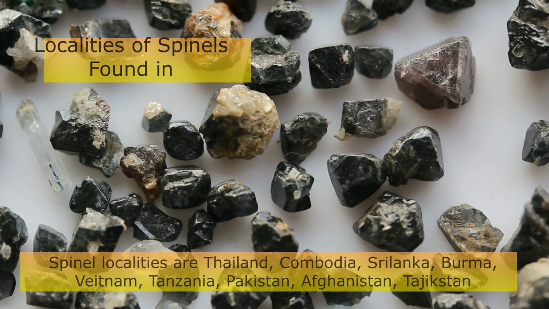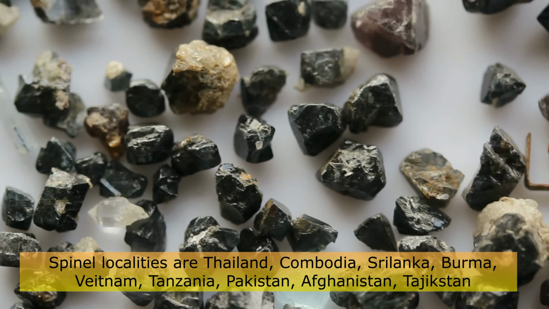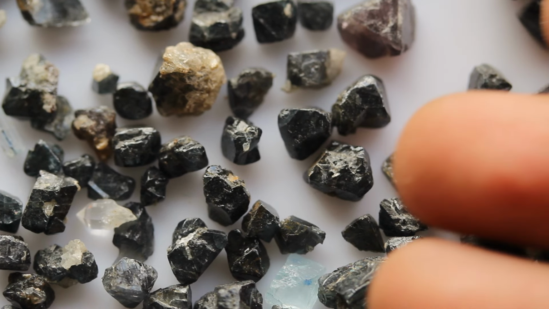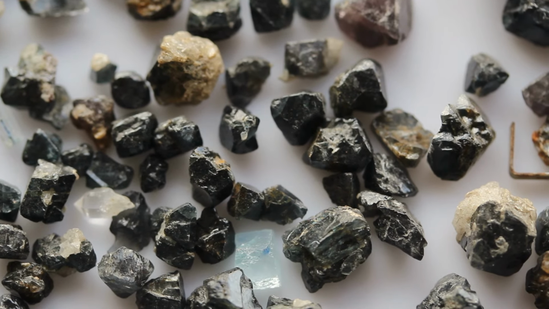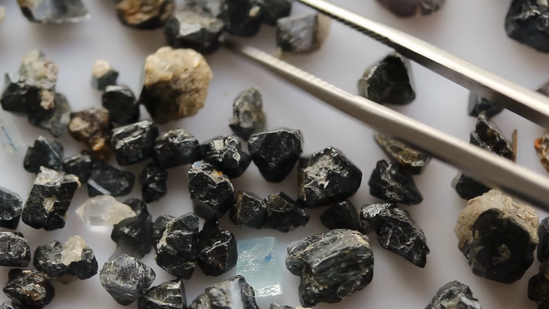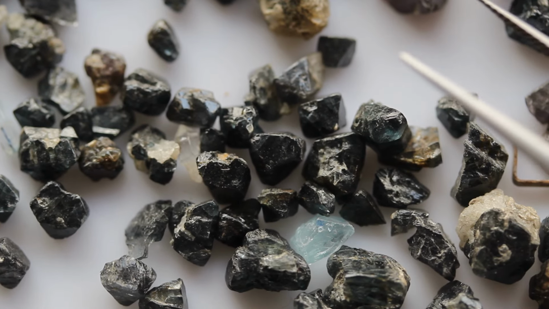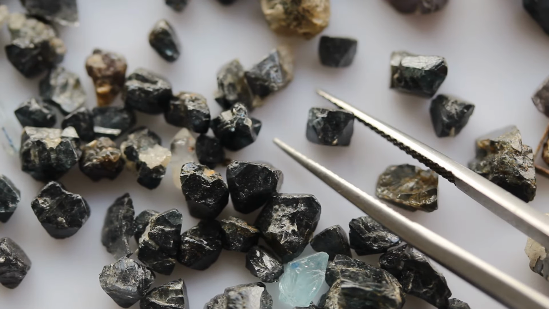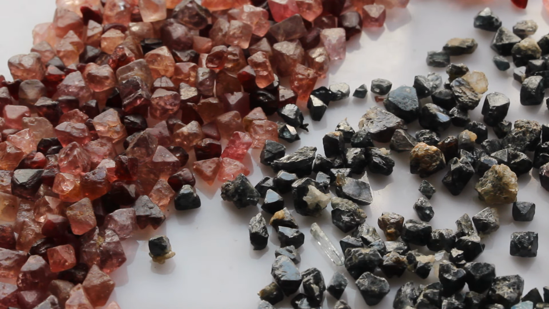There are different localities of spinel like Thailand, Cambodia, Sri Lanka, Vietnam, Tanzania, Pakistan, Afghanistan, Tajikistan. One of them, obviously, is in Pakistan, in Hunza Valley, and they are usually black spinels. This one is a black spinel that usually occurs in Hunza Valley of Pakistan, and these are harder than spinels from other localities. Spinel hardness is basically between 7.5 and 8, whereas spinels from this locality are very hard comparatively. They are more shiny and they are less brittle when you cut or polish them.